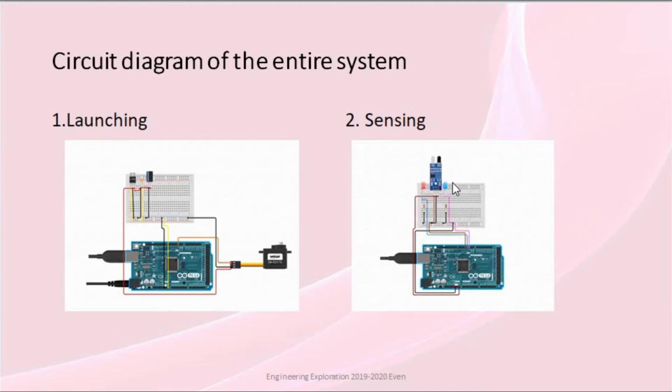The blue LED is used to indicate when the machine is on or off. The red LED is used to indicate the insertion of the ball, whether the ball is inserted or not. The IR sensor is used to sense the ball.